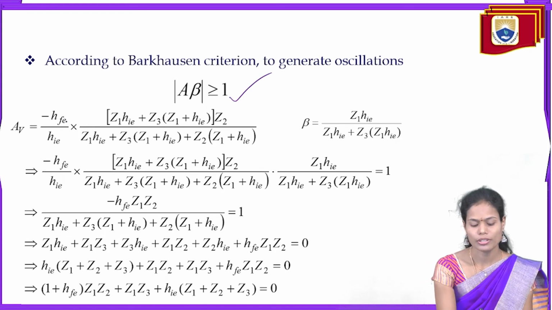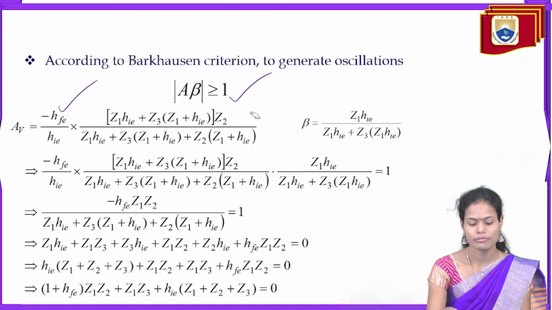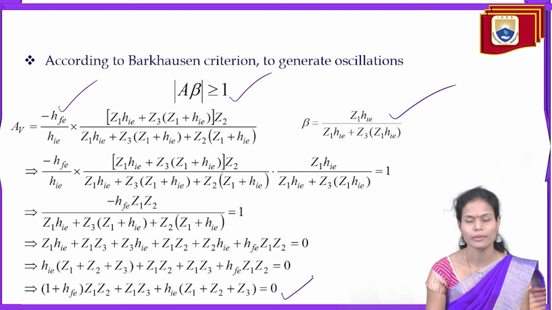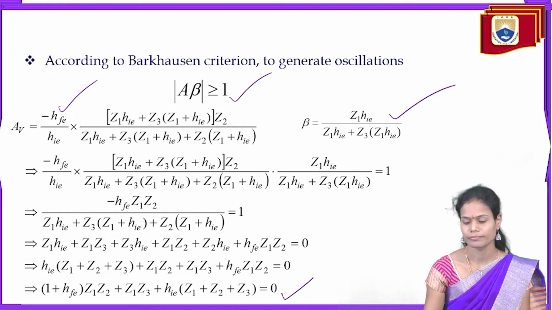So we have to substitute the A value as well as the beta value here. We need to substitute both and simplify it. So this is the general equation for the LC oscillators. We can utilize this for the Hartley oscillator as well as the Colpitts oscillator in order to find the frequency of oscillation as well as the gain equation.